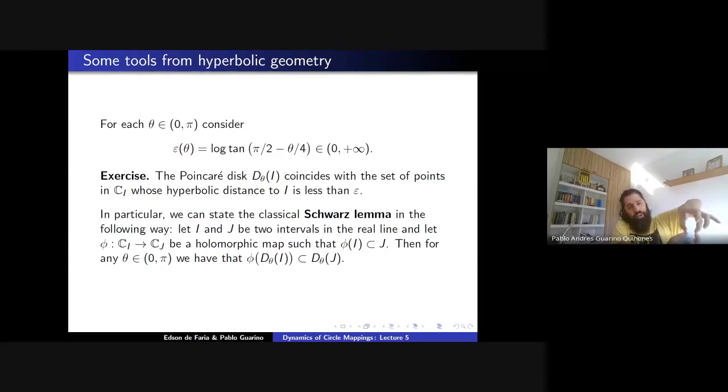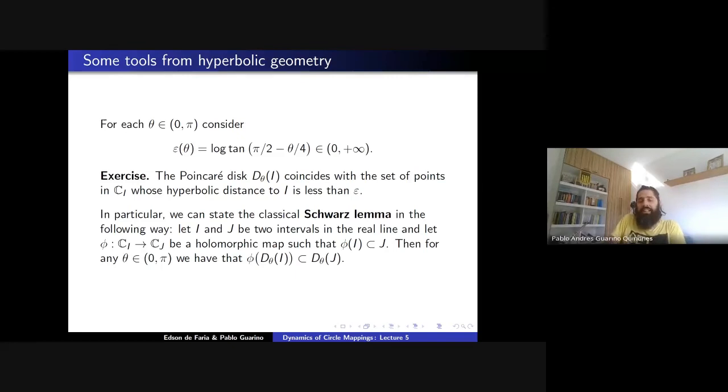Because if you're inside a Poincaré disk, you know that applying these inverse branches, you are not going far in terms of this metric for the Poincaré disk. So for these metrics, you are always at the same distance. So you can apply directly this Schwarz lemma if your maps are in the Epstein class. And this is why in the first complex bound statement that I was mentioning, there was this hypothesis of being in the Epstein class. Okay, so I hope this is clear.